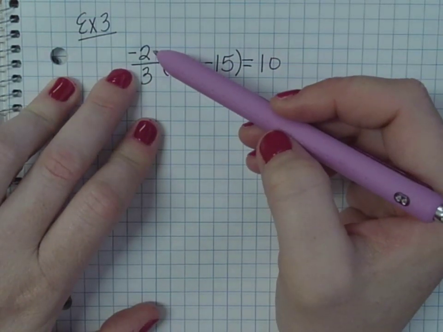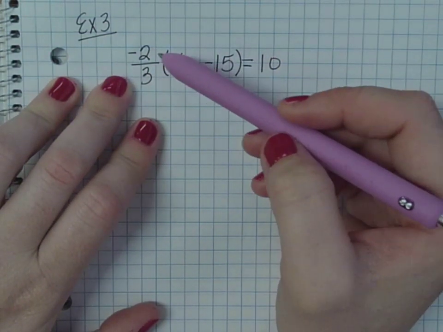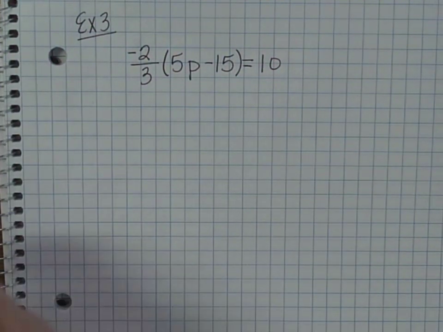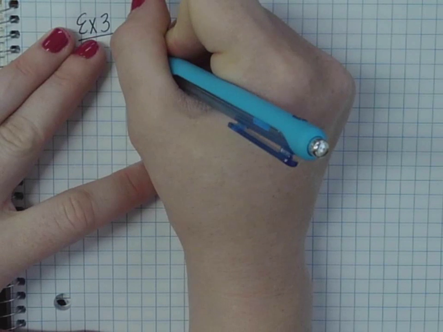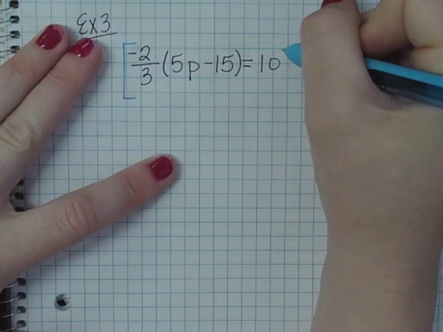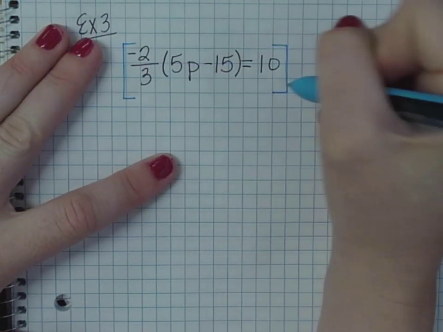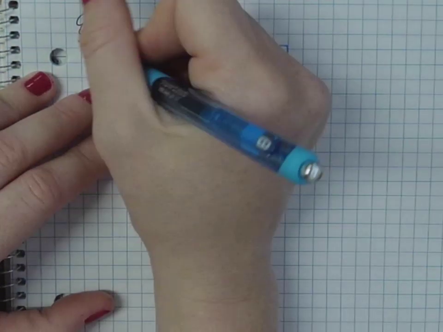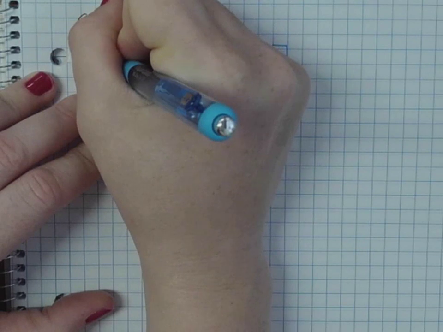You could, if you really wanted to, distribute this first. But if we just get rid of the fraction, it will be easier to distribute. You won't have a fraction to deal with. So again, get rid of the fraction by multiplying by the denominator. So I want that 3 to cancel, so I'm going to have to multiply by 3.